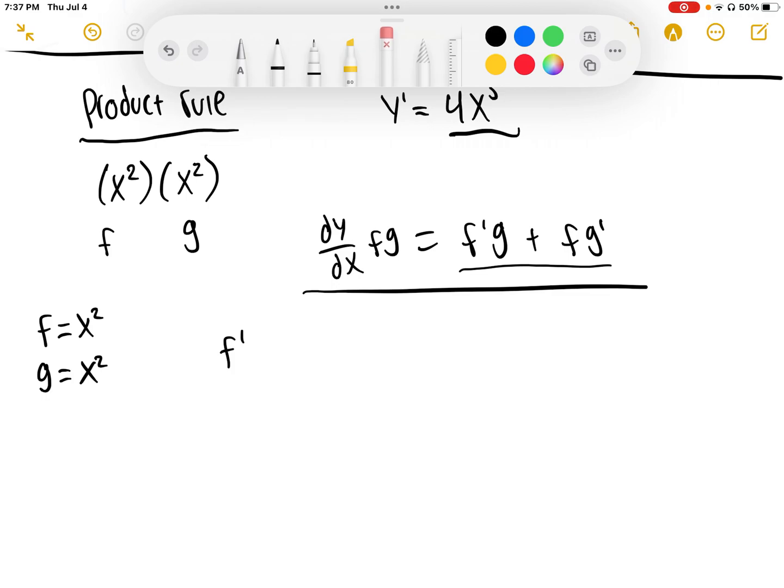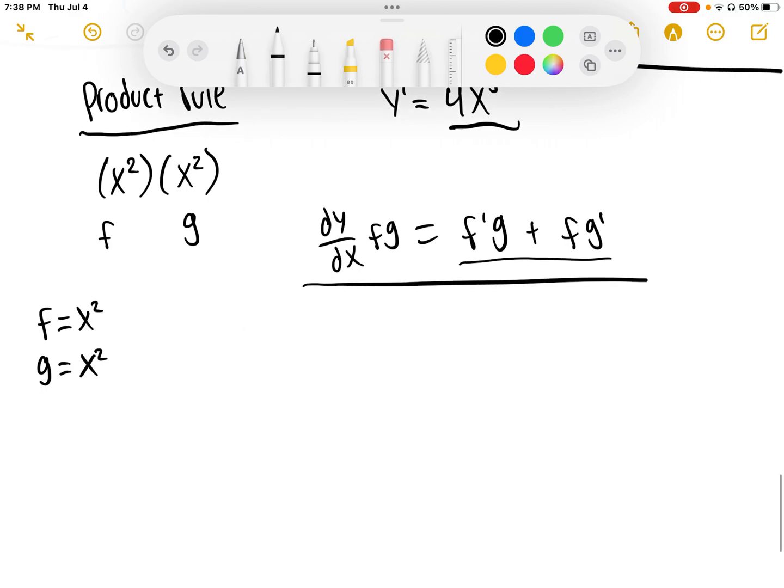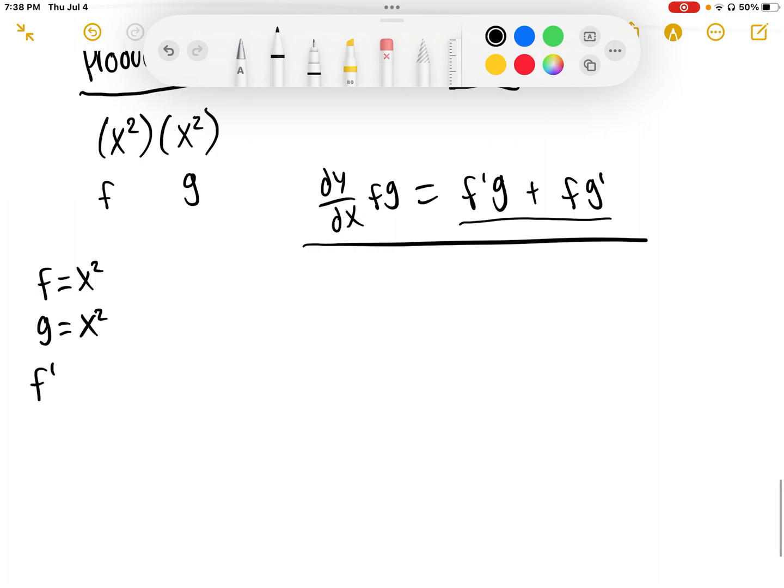which I would recommend just finding f prime and g prime over here first. So what's the derivative of f? It's going to be 2x. What's the derivative of g? It's going to be 2x. So we know those.